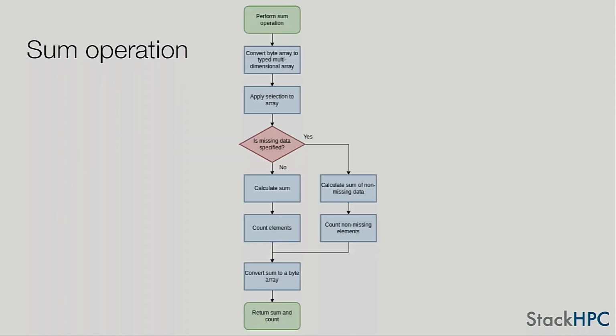Zooming into that operation, this is a sum, but it's quite similar for the other operations. We need to take our byte stream and apply our type and dimensionality to it. Apply a selection or a view, in NumPy terminology, to it. And if missing data is specified, we need to calculate the sum over the non-missing elements, as well as a count. If there's no missing data, it's a lot easier, and we can do a much faster sum over the entire array. Once we've got the result, we convert it to a byte array and return.